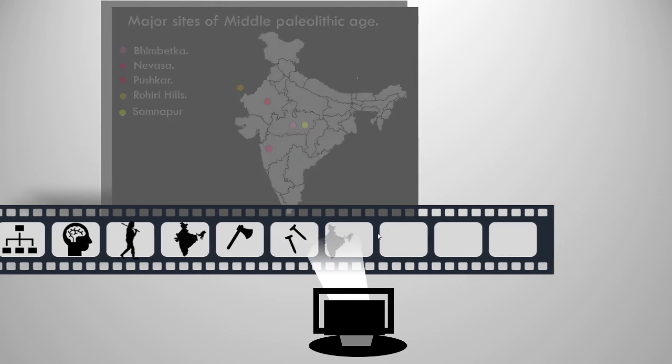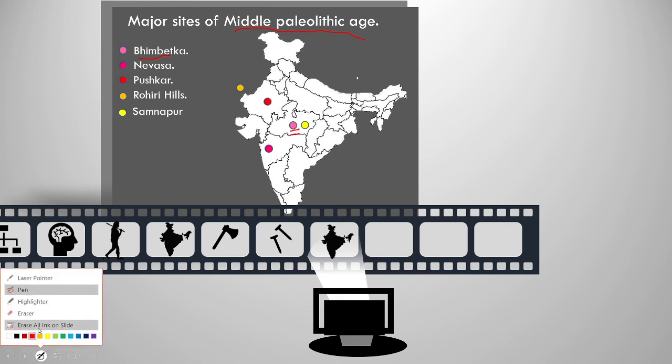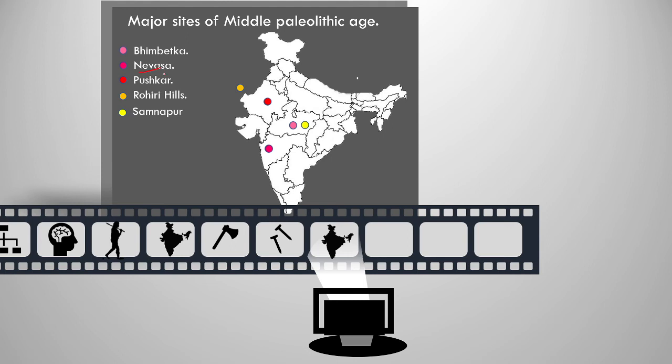Now we have some major sites of middle Paleolithic age. Let's see it. First is Bhimbetka. I told you where Bhimbetka is already. It's in central India, in Madhya Pradesh. Now comes Nevasa. I told you Nevasa is there in western Maharashtra. Next is Pushkar. Pushkar is there in Rajasthan and it's in central east. So it's like in the center also and in the east also, I can say.